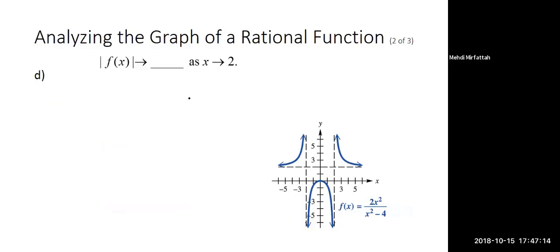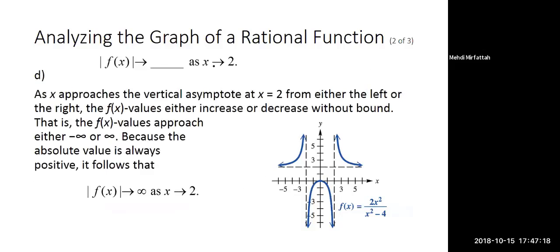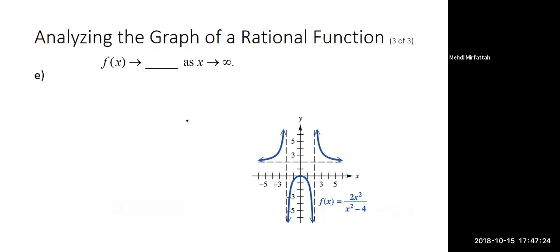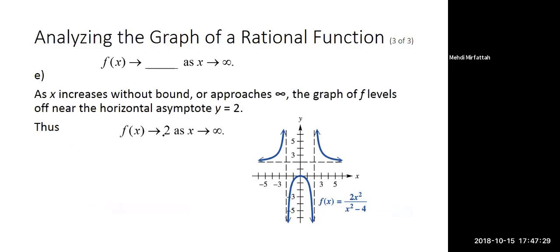So as f of x goes to infinity, in this case, x approaches 2. And as f of x approaches 2, x goes to infinity. As x goes to infinity, f of x approaches 2.